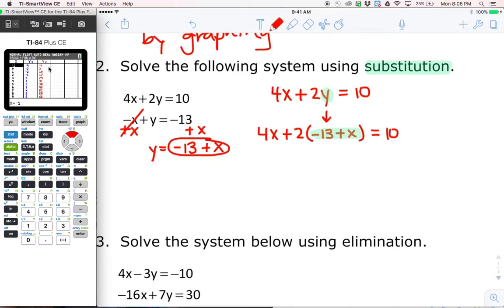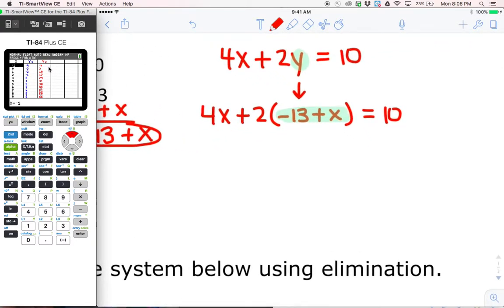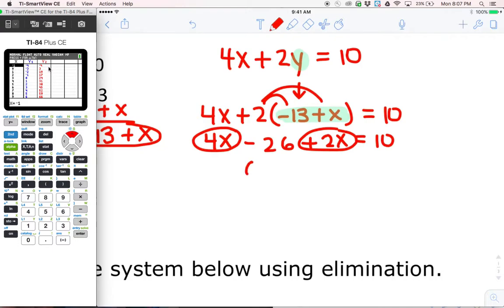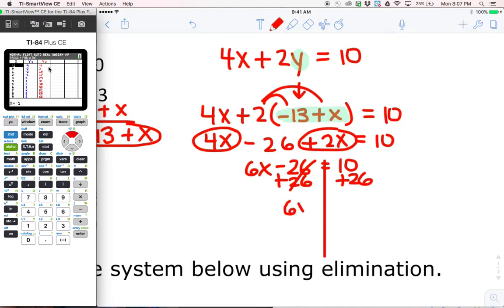And now this becomes a problem that I should be able to solve fairly quickly. Right, we've got 4x in the front, minus 26 plus 2x is equal to 10. My next step would be to combine my like terms. So I've got 6x minus 26 equals 10. And now I can start moving stuff around to both sides of my equation here. I'm going to add 26 to both sides, which means I've got 6x equals 36. Divide by 6, and we get x is equal to 6. There's a lot of 6's there.